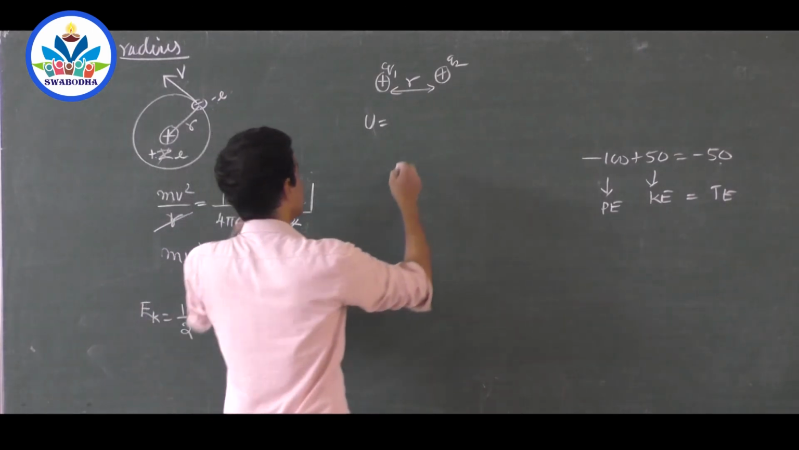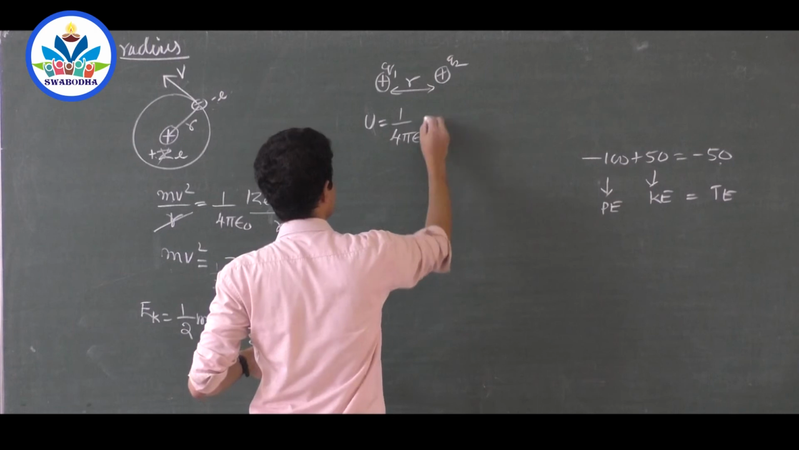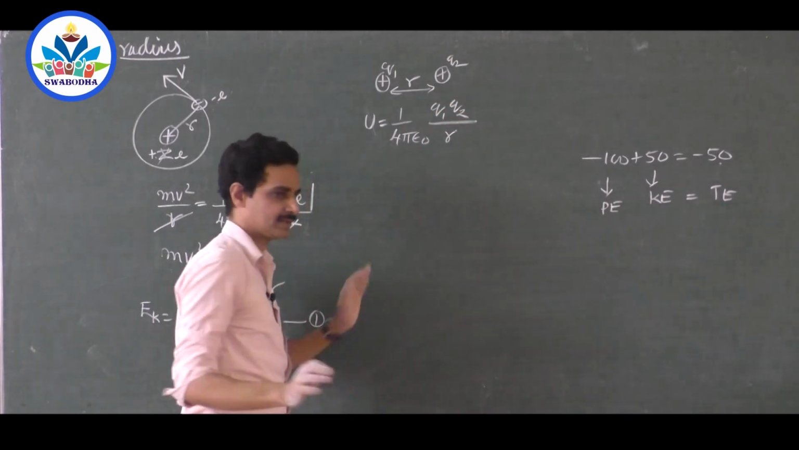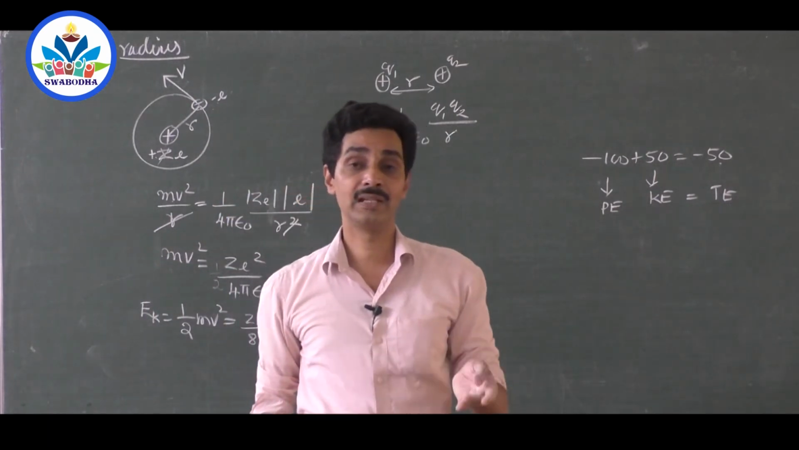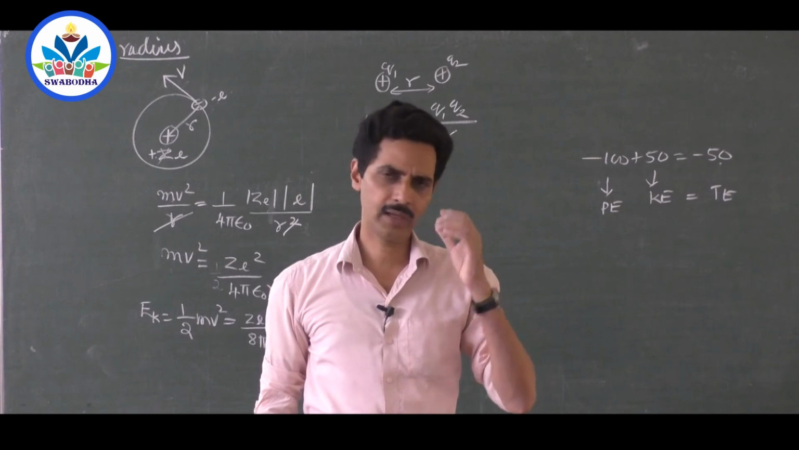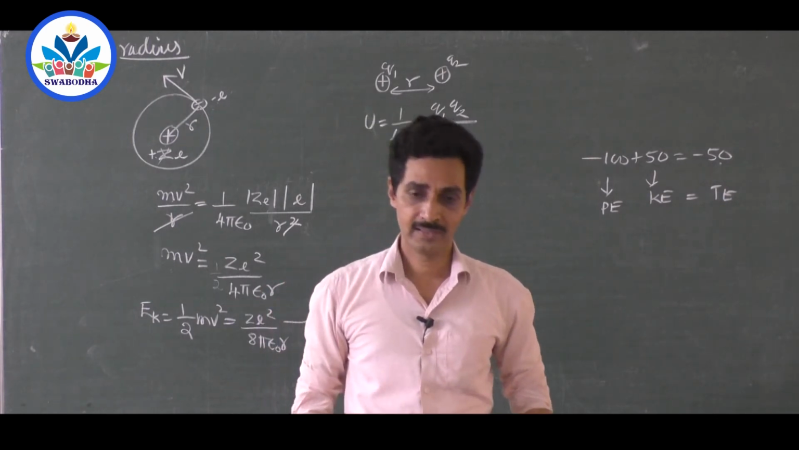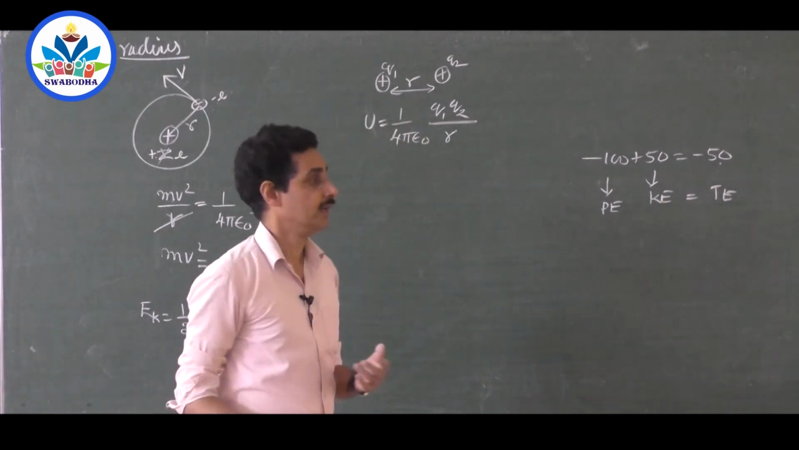Potential energy between a system of two charges Q1 and Q2 separated by a certain distance is 1 by 4 pi epsilon naught Q1 Q2 divided by distance, that's all. But in potential energy, we have negative and positive signs. They have their own importance. Negative potential energy means they are bound to each other. Positive potential energy means they are not bound, they are free.